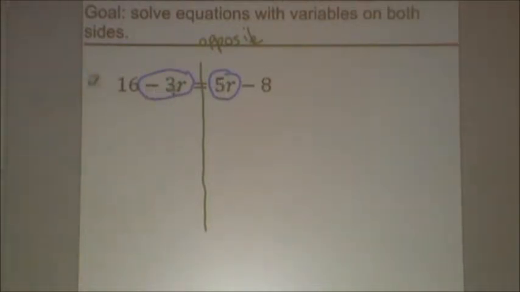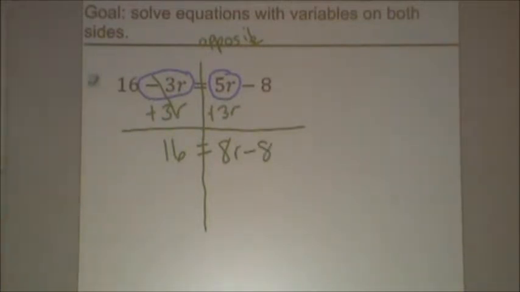So the smaller one is the 3r. So instead of doing a minus 3r, I'm going to do a plus 3r. And I want to copycat so that I can keep it balanced. Remember, opposites cancel out, and we're left over here with just the 16 equals 5r plus 3r gives me 8r minus 8. And now I have a two-step equation.